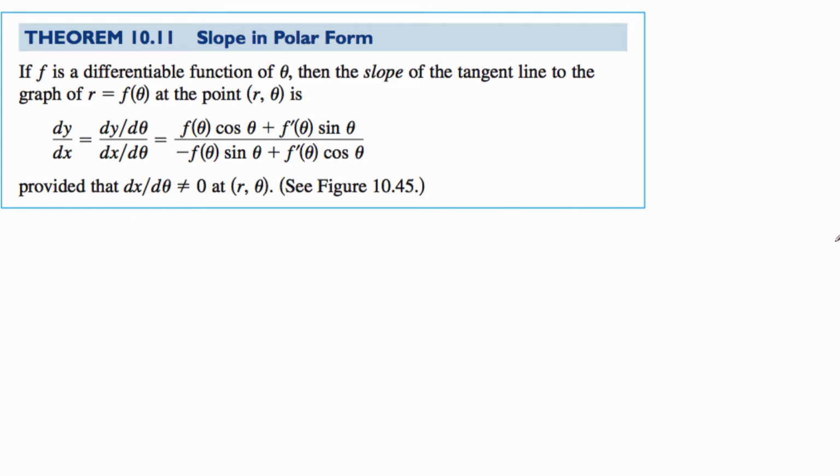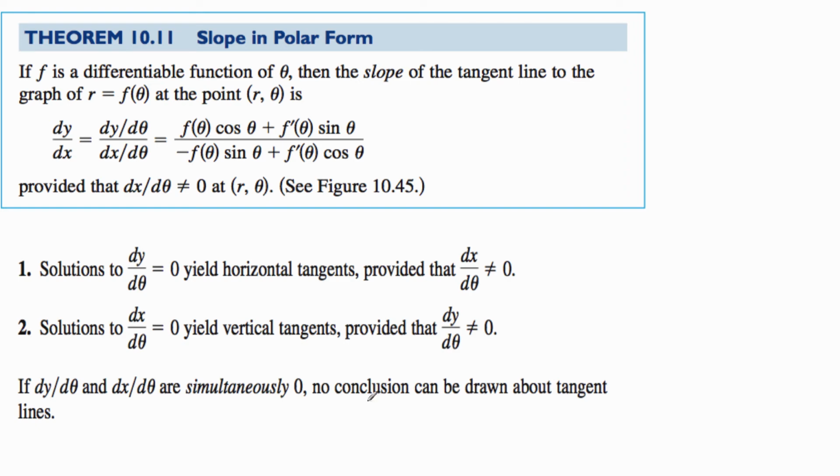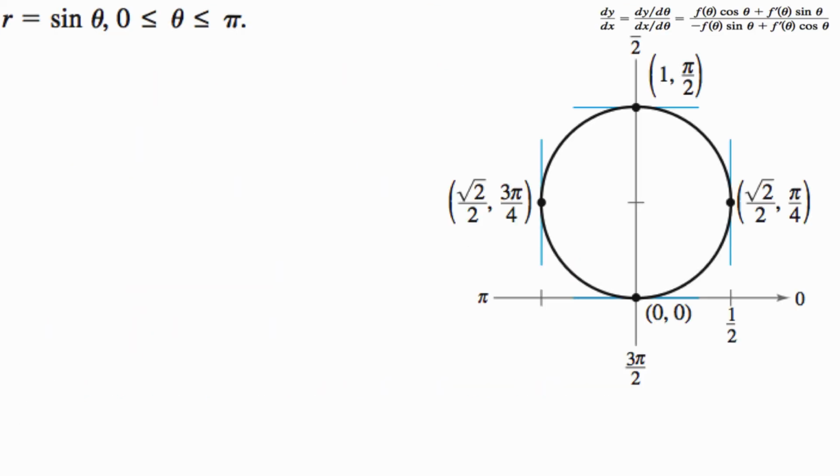Now let's look at where we're going to have horizontal and vertical tangents. A vertical tangent is going to occur when the denominator is 0. And when the numerator is 0, you're going to have a horizontal tangent. If both numerator and denominator are 0 at a point, then you cannot make any conclusions about the tangent. You need to look at some other aspects of your curve.